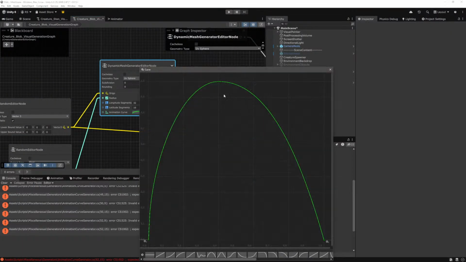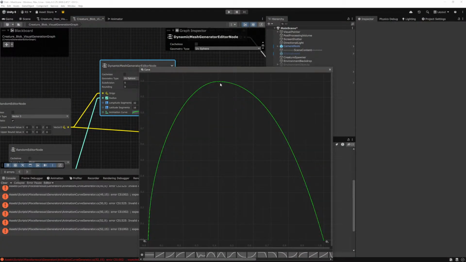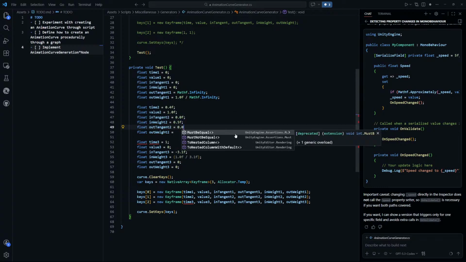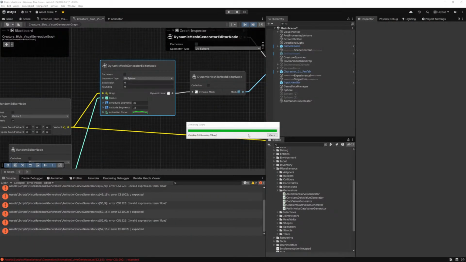We're going to put it at 0.4 and a value of 1. So 0.4f, 1.0f, and I think both intangent and outtangent is 0, but we have some weight on it. I don't even know what that weight is, but I'm going to say 0.5. So we do 0.0f, 0.5f, 0.0f, 0.5f. Let's see.